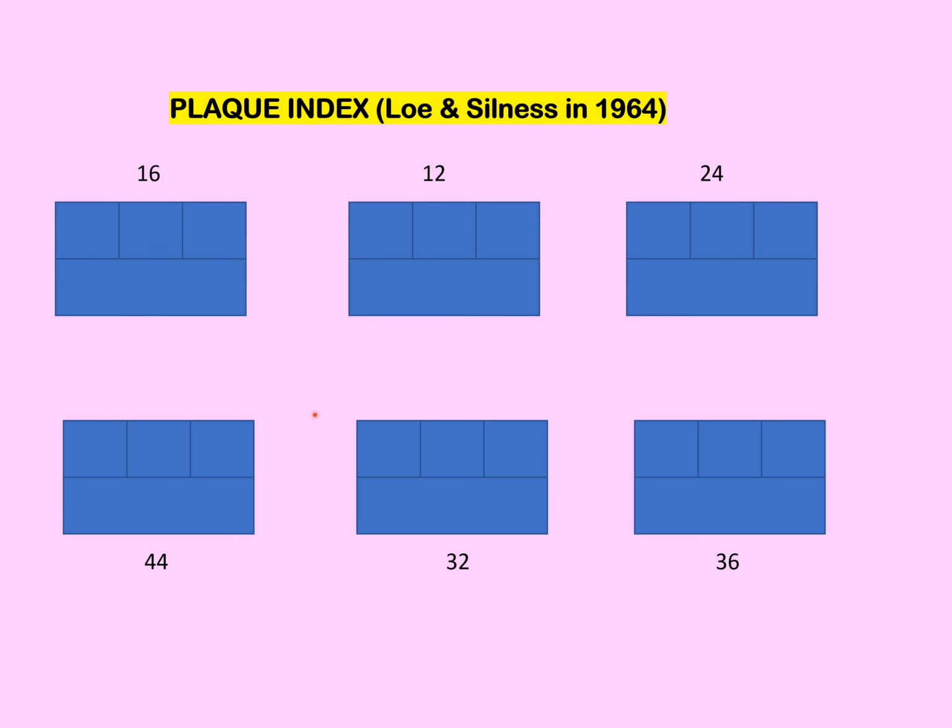Coming to the plaque index by Loe and Silness in 1964, this is similar to the gingival index in terms of the index teeth and the surfaces examined. But in this, we check for the presence of dental plaque using an explorer.